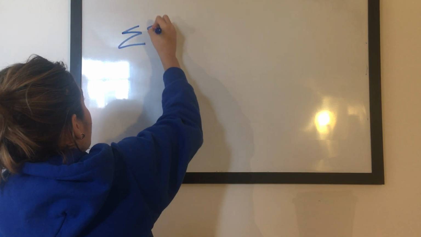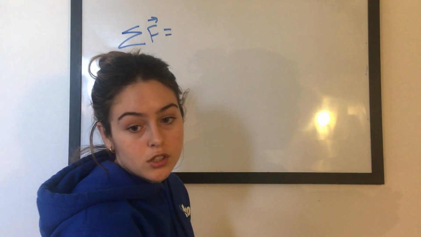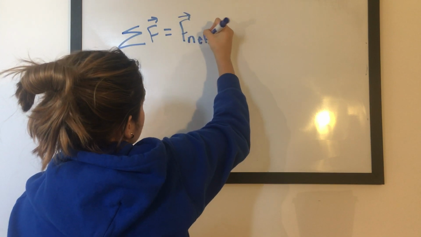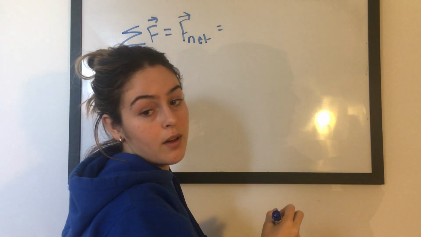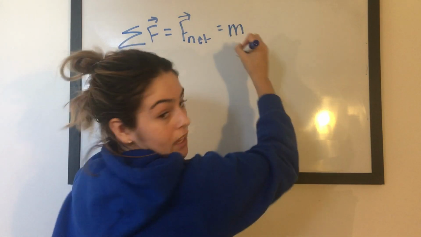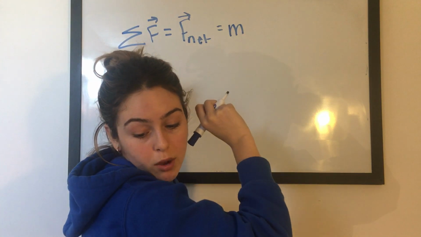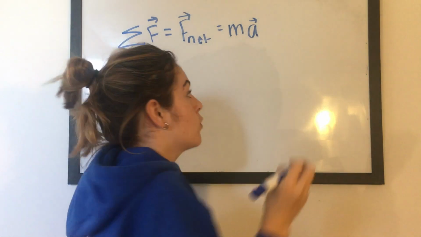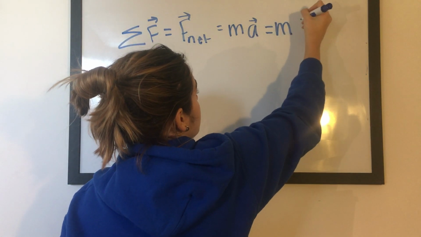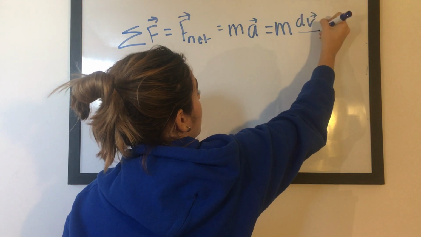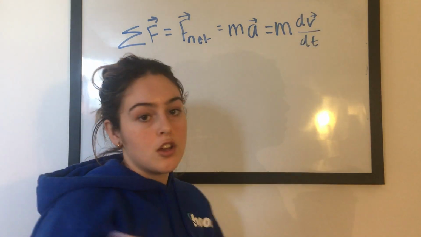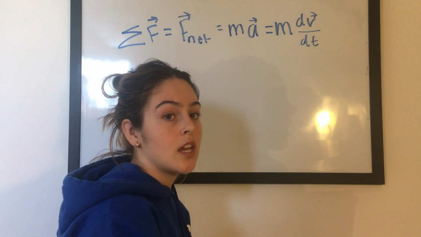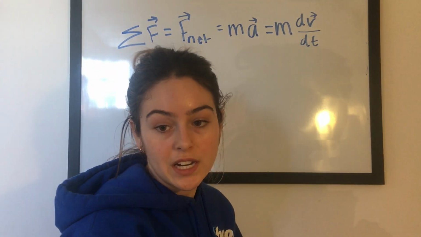Sum of F is equal to the net force, which is equal to the mass, also known as the property of inertia, times the acceleration, which is also equal to mass times the derivative of velocity. So essentially acceleration is equal to the derivative of velocity, which is explained more in kinematics.